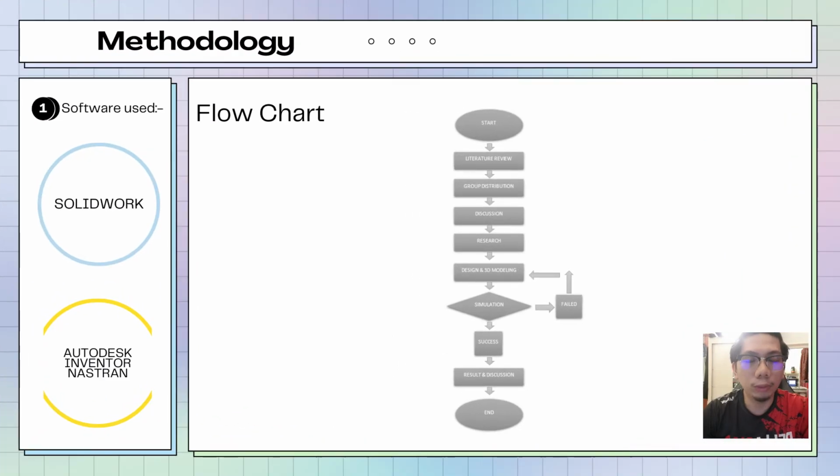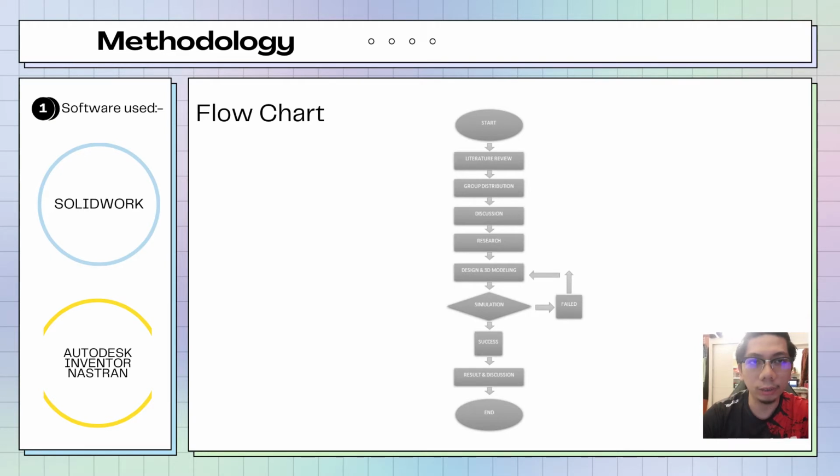Okay, now let's move to the methodology part. As I said in the introduction part, we are using two software. The first one is Autodesk Nastran and the second one is SolidWorks. Since this project was created from the early part of the semester, we start with the literature review of the engine, and then we do some discussion and research more about this engine.